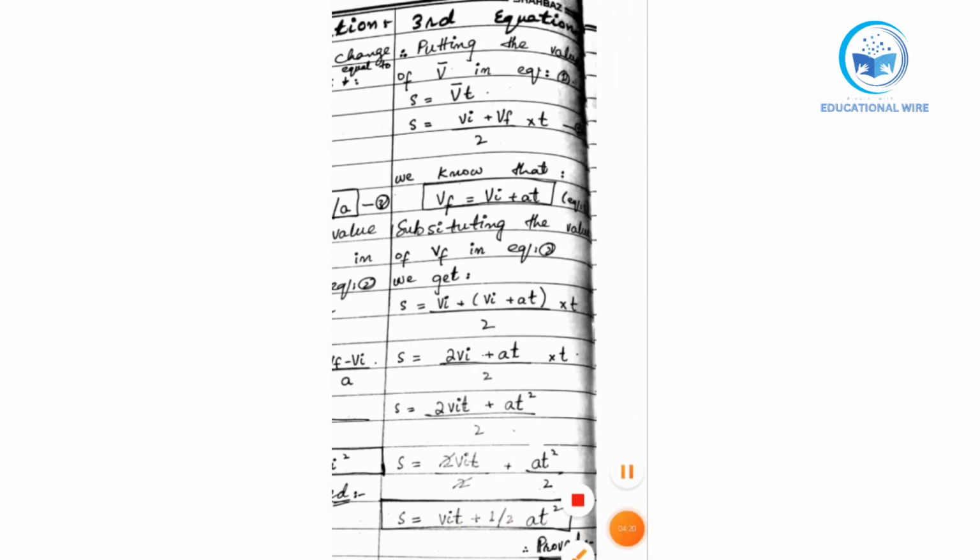Let's move towards the third equation of motion. Here we again put the value of v bar in equation number 2, that is s is equal to v bar t. We know the value of v bar, so we put in vi plus vf upon 2. We also know that vf is equal to vi plus at, the first equation of motion. So in the place of vf we substitute vi plus at. Then vi plus vi gives 2 vi, and at, multiplied by t upon 2. After multiplying t with this whole value, we get 2 vit plus at square upon 2.